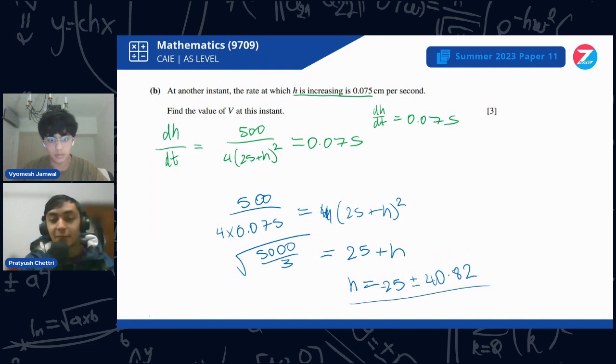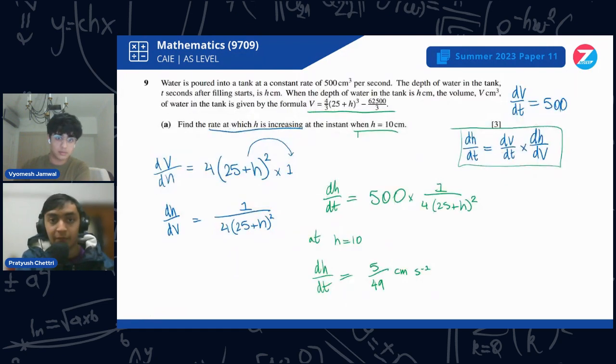And as you can see, we can only have positive 40.82, because if it is negative, then the height would be totally negative, and you can't have negative height in a tank. That would be weird. So our answer comes out to h is 15.8. But wait, we're not done yet. That's just the height. Now we plug the height into our formula for volume, which is 4 over 3. So I'm just going to do that.